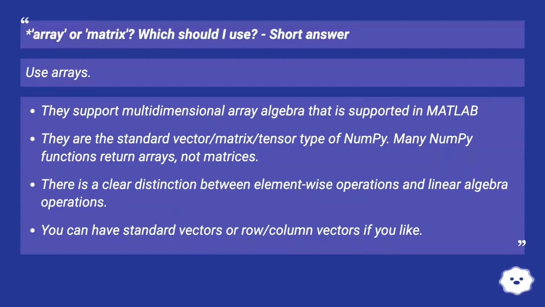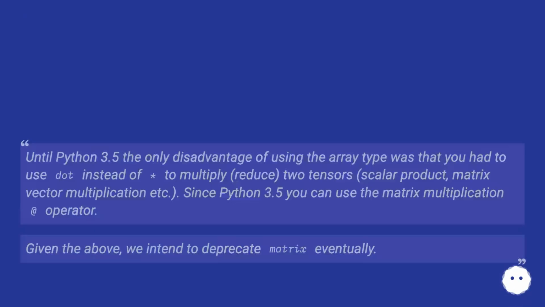scipy.org recommends that you use arrays. Array or matrix? Which should I use? Short answer: use arrays. They support multidimensional array algebra that is supported in MATLAB. They are the standard vector/matrix/tensor type of Numpy. Many Numpy functions return arrays, not matrices. There is a clear distinction between element-wise operations and linear algebra operations. You can have standard vectors or row/column vectors if you like.